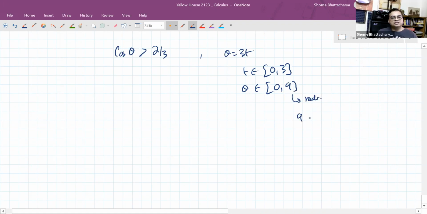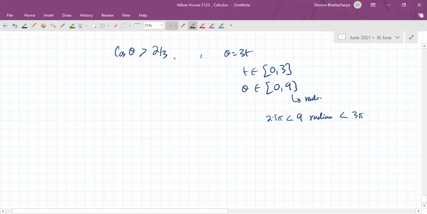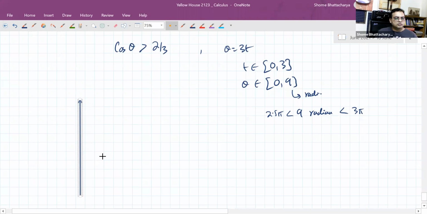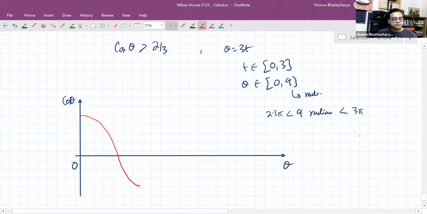So remember that 9 radians is equal to how much? It is slightly less than 3 pi, but greater than, for example, 2.5 pi. Got it, no? Because pi is 3.14. Now see, we have to visualize the cos theta graph between about 0 and 9 radians. If we visualize, then we should be able to estimate the solution. So this is cos theta versus theta. The graph will be something like this. This is where we complete 2 pi.